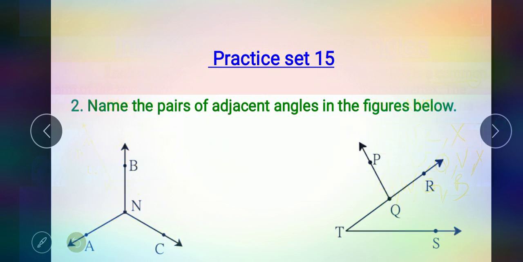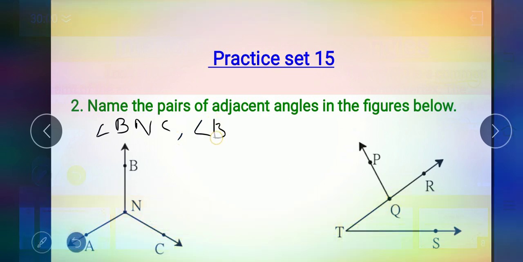Let's move ahead, students. Name the pair of adjacent angles in the figures below. Now we have to write adjacent angles. In the first diagram, when I take BN common, we have angle BNC and angle BNA. I'll write this as the first pair, angle BNC and angle BNA. This is the first pair, where BN is common, students.